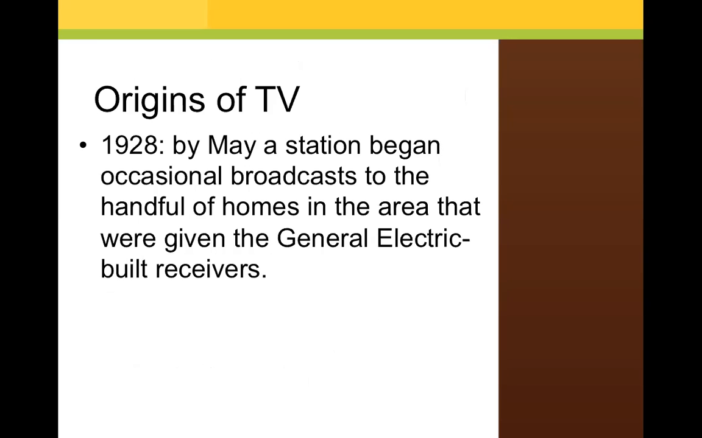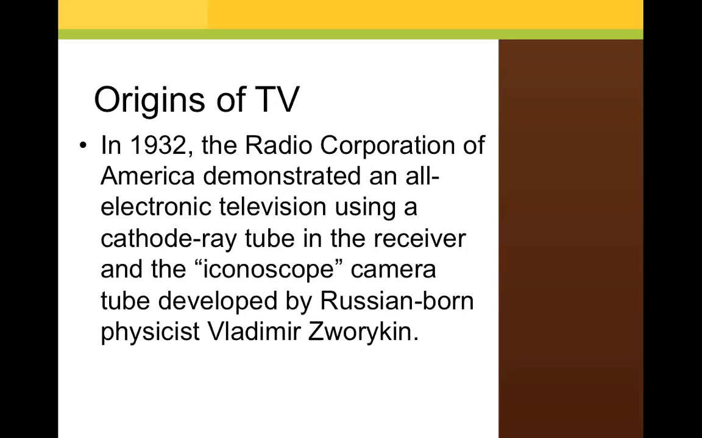In 1928, then, by May, a station began occasional broadcasts to the handful of homes in that general area that were given the General Electric built receivers. And again, that's in the Schenectady, New York area. And again, our chapter gives us a little bit more detail about some of those developments.